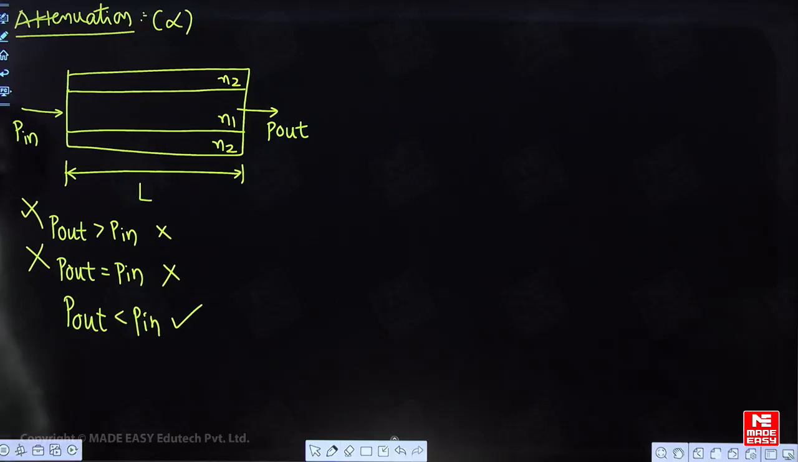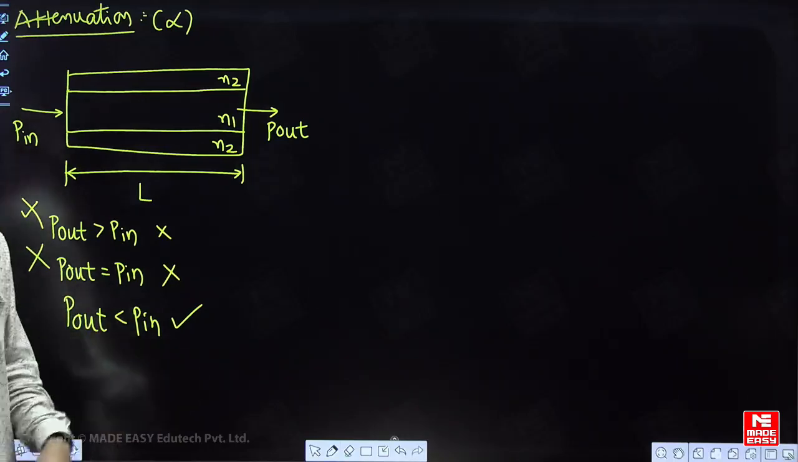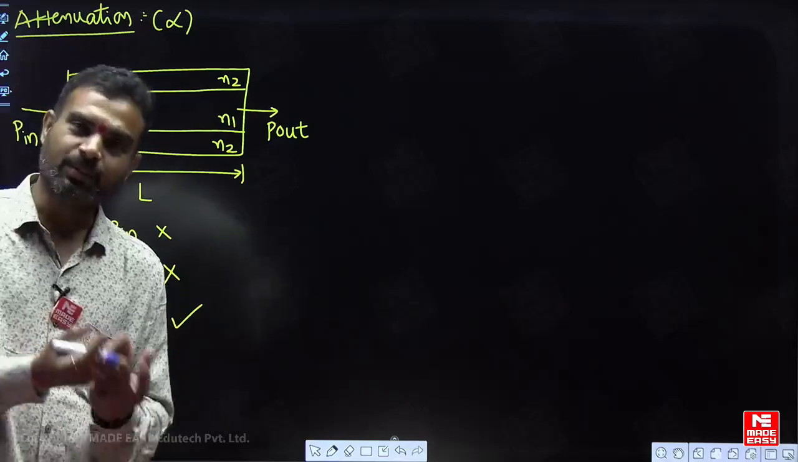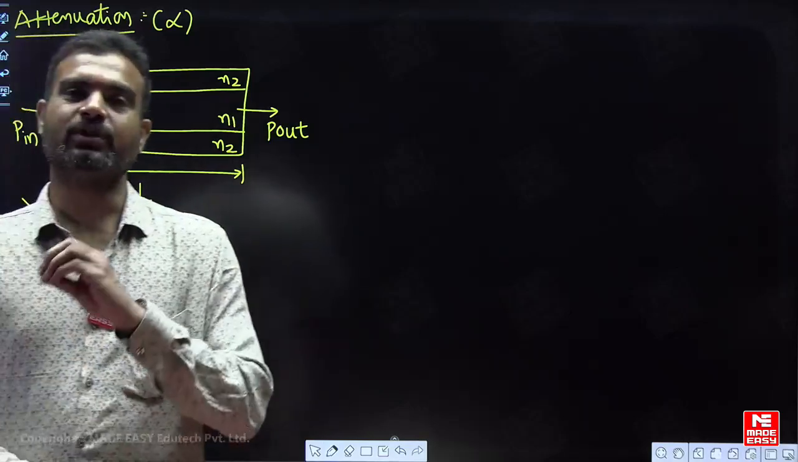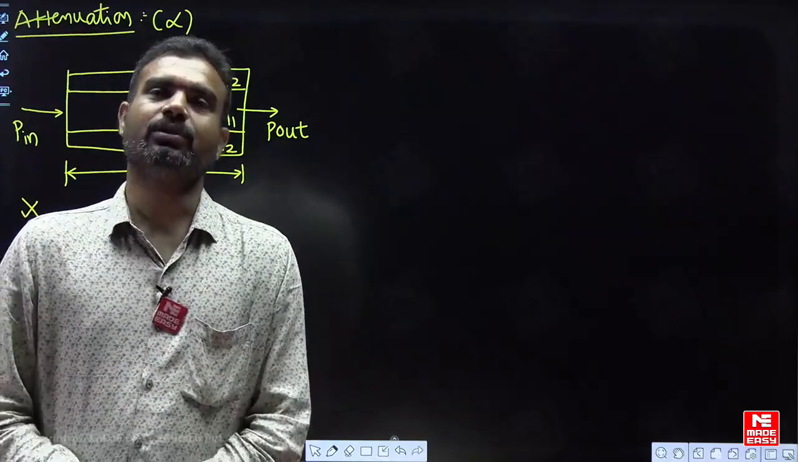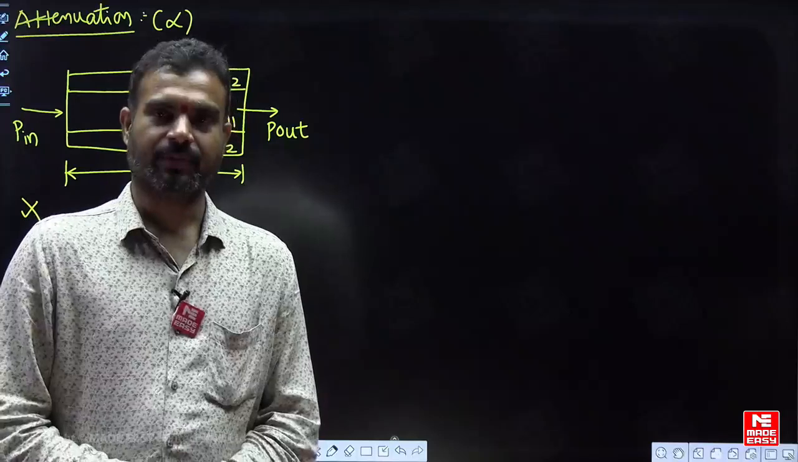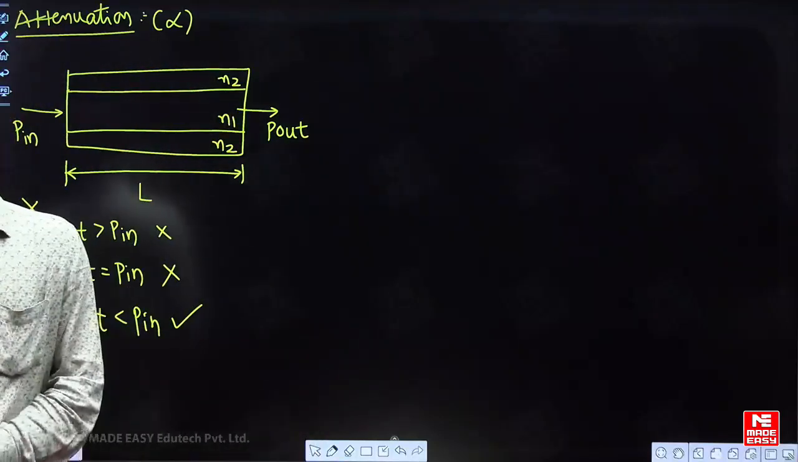But what it is giving is P out less than P in. And the amount of power absorbed, or how much less power you are getting as output, is called loss. That loss is also called attenuation.